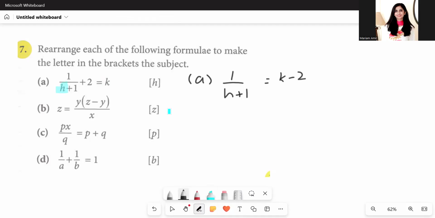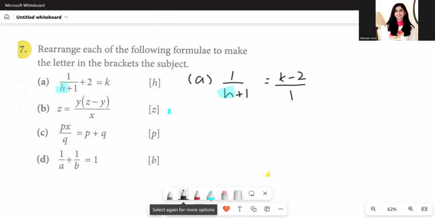Step number 1. Okay. Now again, our agenda is to make H the subject. What is allowed to move? Yes, this entire thing can move. Not 1 plus 1, that cannot move. This is one number. All of this can go to the other side. We can also write 1 over here. Okay, k minus 2 means k minus 2 upon 1. When you divide with 1, it's the same number.